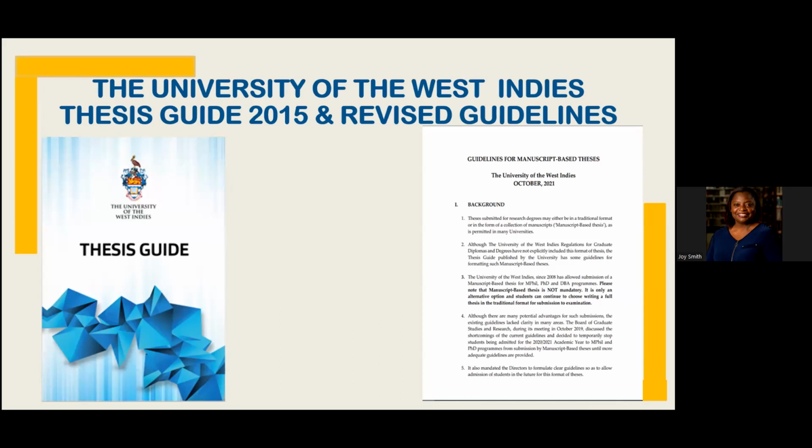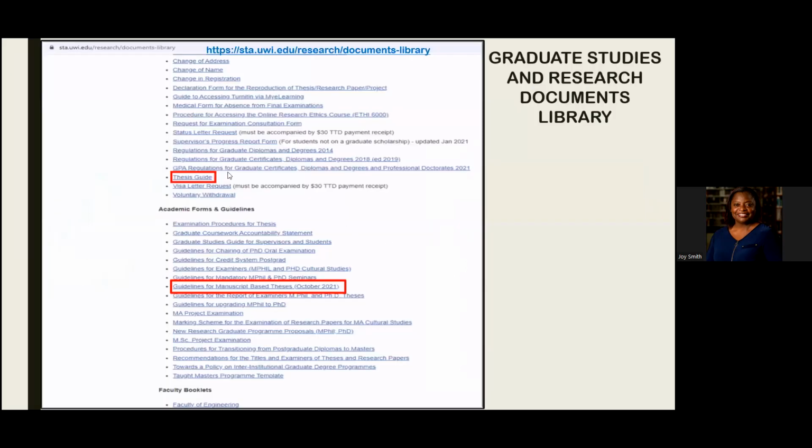The second document are revised guidelines that we received in 2021 for the manuscript-based theses. Now, these guidelines should be used in place of the ones in the thesis guide, but sometimes I prefer to use them together because I find it's better for clarity. This is also available from the Documents Library on the postgraduate website, and this is just a graphic showing you where you can get it. The thesis guide is available when you click on the Documents Library, and you can also get the guidelines for manuscript-based theses.